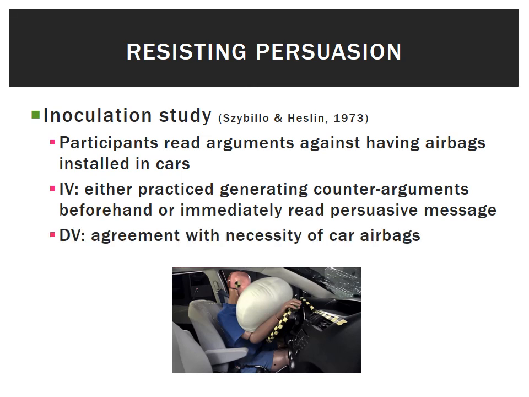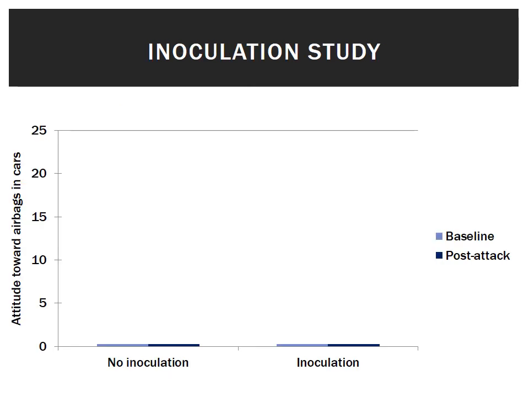The DV then is, after all of this happens, after they read these arguments against having airbags in cars, they write their agreement with the necessity of car airbags. So they're looking to see, do the participants who were inoculated, who practiced their counter-arguments ahead of time, end up having less persuasion when they read this article that says we shouldn't have airbags in cars? So basically testing, does the inoculation hypothesis actually work? So I'm going to show you the results here.